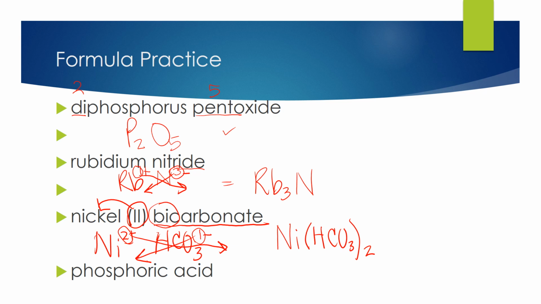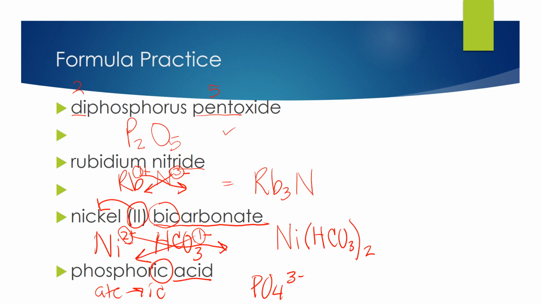And now our last example is an acid. Phosphoric acid. I ate it and it was icky. So that I know came from phosphate. And phosphate's formula from the polyatomic ion sheet is PO4, and it has a charge of 3-.